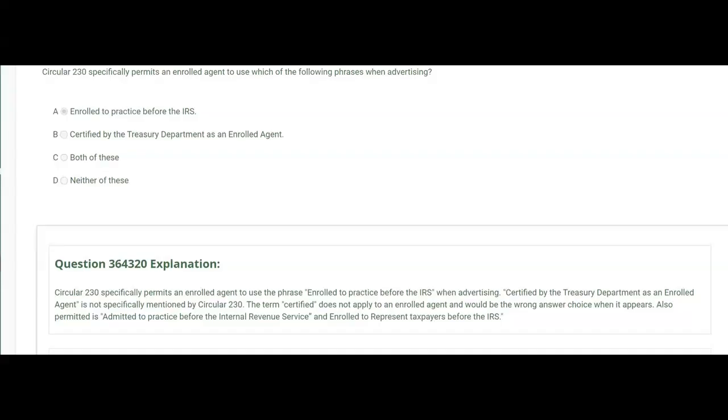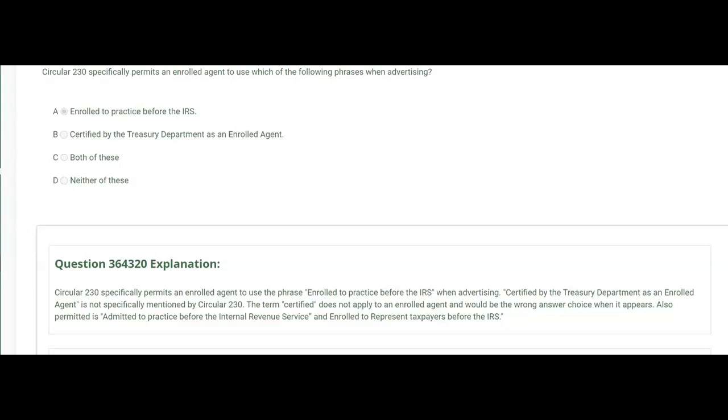Circular 230 specifically permits an enrolled agent to use which of the following phrases when advertising? A, enrolled to practice before the IRS. Yes, that's basically what an enrolled agent is, someone enrolled to practice before the IRS. Why not B, certified by the Treasury Department as an enrolled agent? Well, the word certified could be misleading and is not specifically mentioned by Circular 230 as something you can say to advertise your services as an enrolled agent.